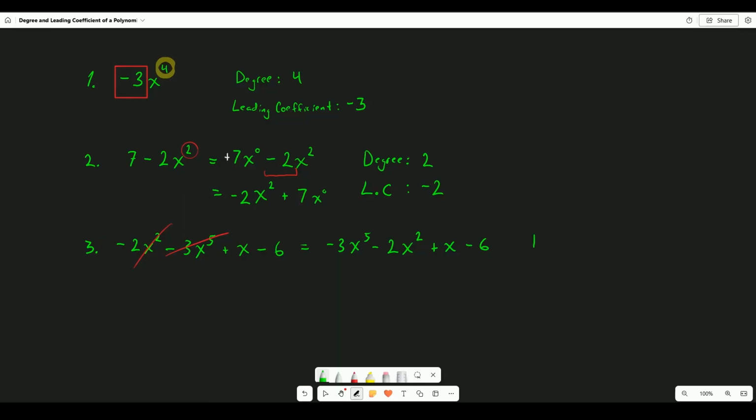Now, what's the degree on this polynomial? The degree is 5. And the leading coefficient is negative 3. So far, so good, everybody? In order to find the degree, you have to organize them, okay? So let's keep going now.